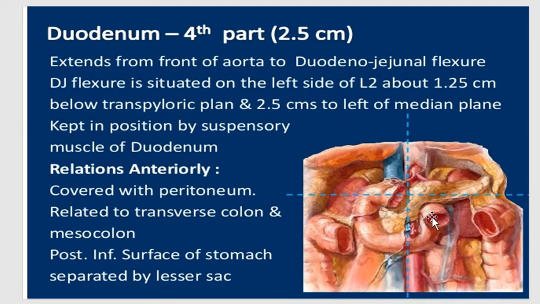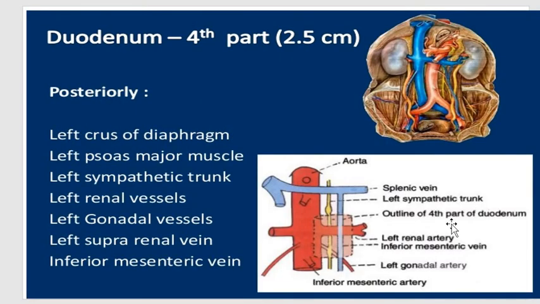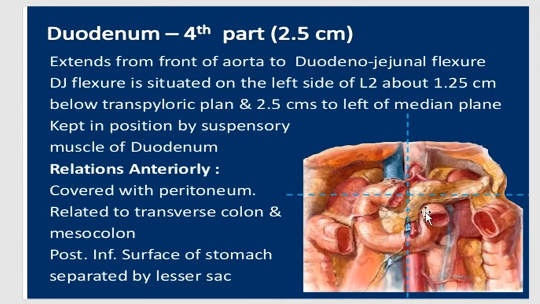Now we are talking about the fourth part of duodenum. It is covered by the peritoneum. What are its peritoneal relations? This is again a retroperitoneal structure. The fourth part of duodenum is retroperitoneal, covered by peritoneum only anteriorly, except the terminal portion. That terminal portion is suspended by a fold of peritoneum or mesentery, and that is mobile.